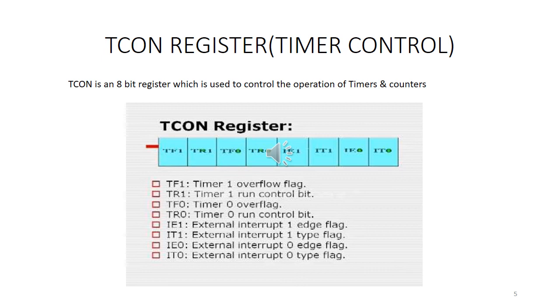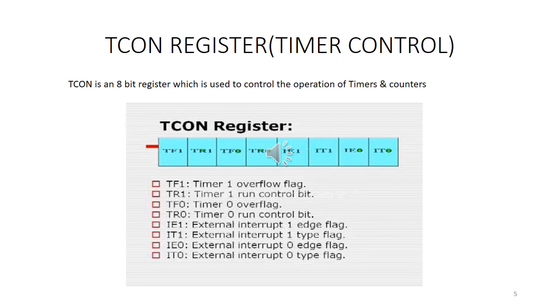After loading the initial count value, the timer starts incrementing. Once it reaches the maximum value, it rolls over from FF to 0H. After that, the timer 1 overflow flag will be set to 1. Once it is set to 1, you should stop the timer and you should clear this timer 1 overflow flag.